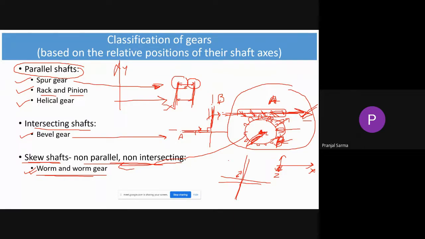Are they parallel? Definitely not. Okay, this is here. Okay, this is that. Are they intersecting? No, sir. So they are neither parallel nor intersecting. So that's why this is the case.